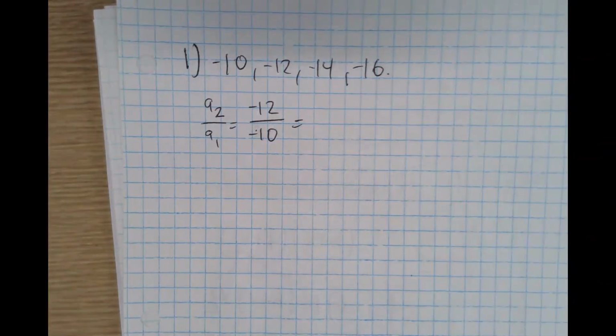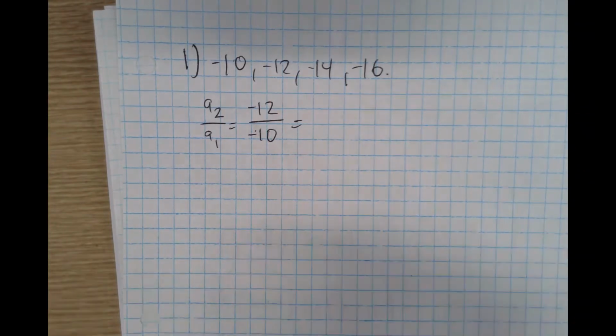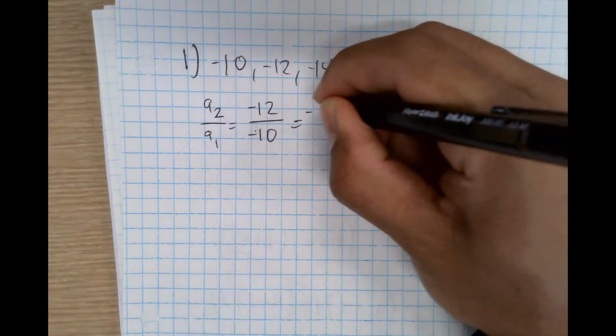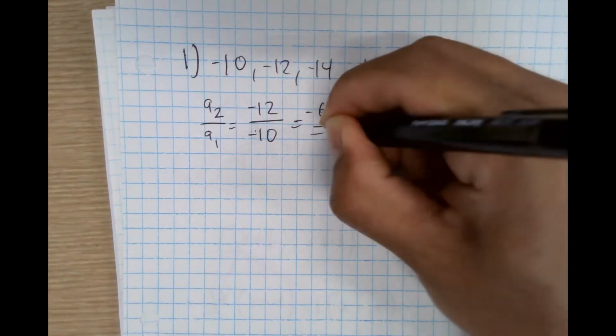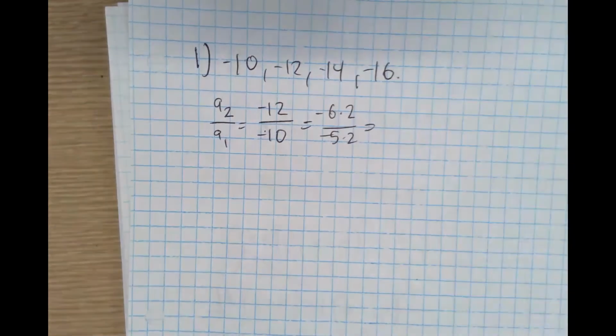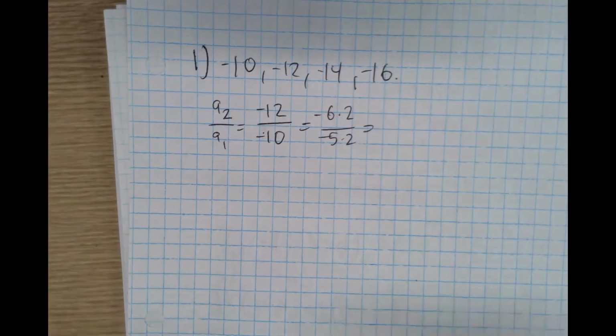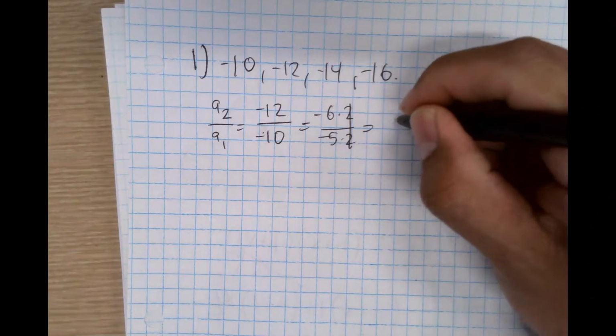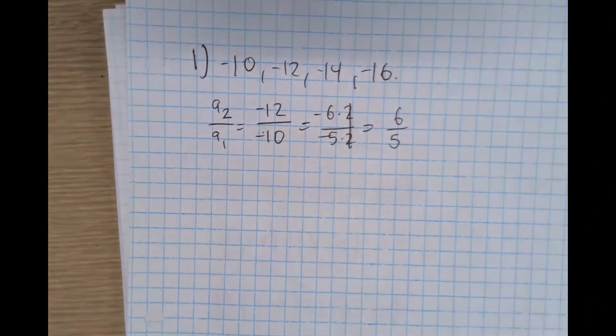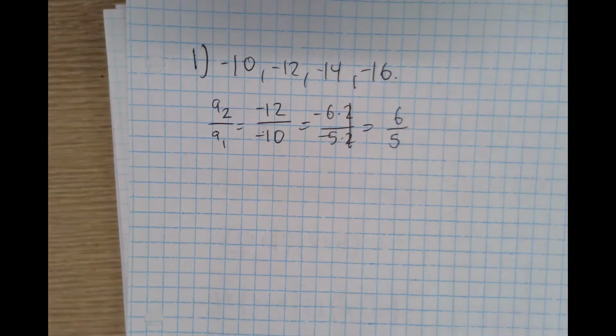I got negative 6 times 2 and negative 5 times 2. Okay. And then negative 6 over 5. Or you could just do 6 over 5. Yeah, this is negative 5. Okay. And then what do I do next? I don't know, what do I do?